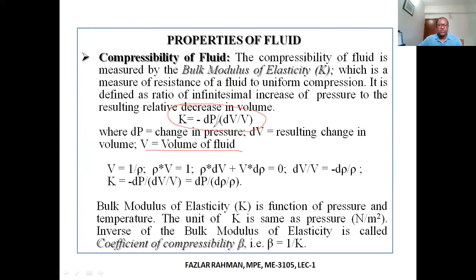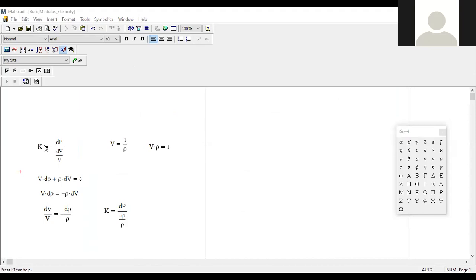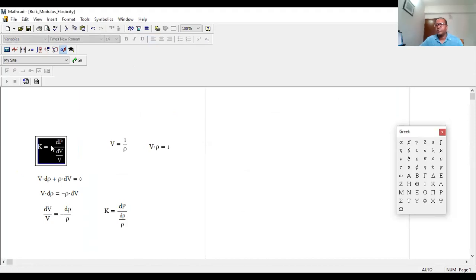And this definition we can express in terms of density of the fluid. Let's see how we can do it. Did you see the file with the mathematical equation? Yes, sir. Okay. This is the definition of bulk modulus of elasticity. You have unit volume, then you multiply by density, what will be the result? The result will be 1. So unit volume into rho equals 1. Then you differentiate this term and you get V d rho plus rho dV equals 0.